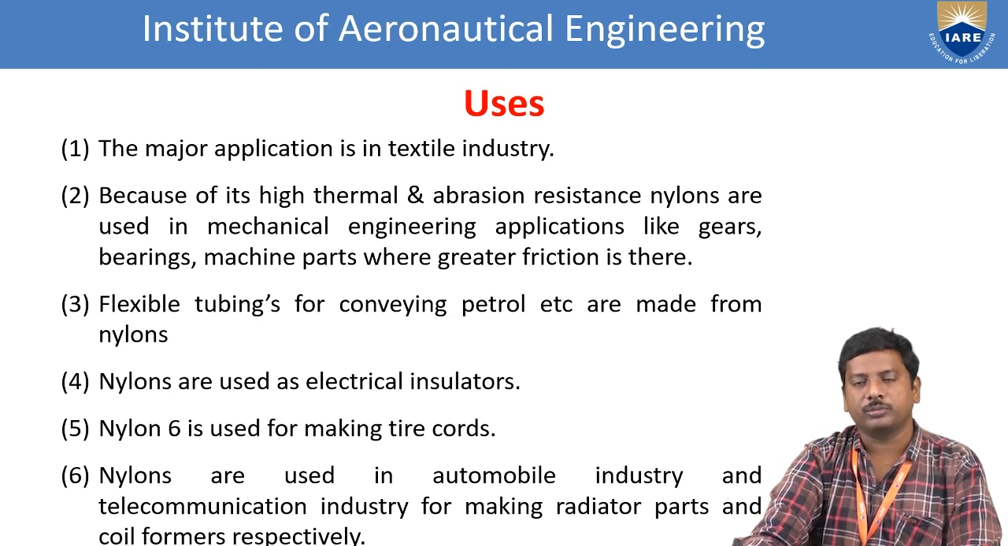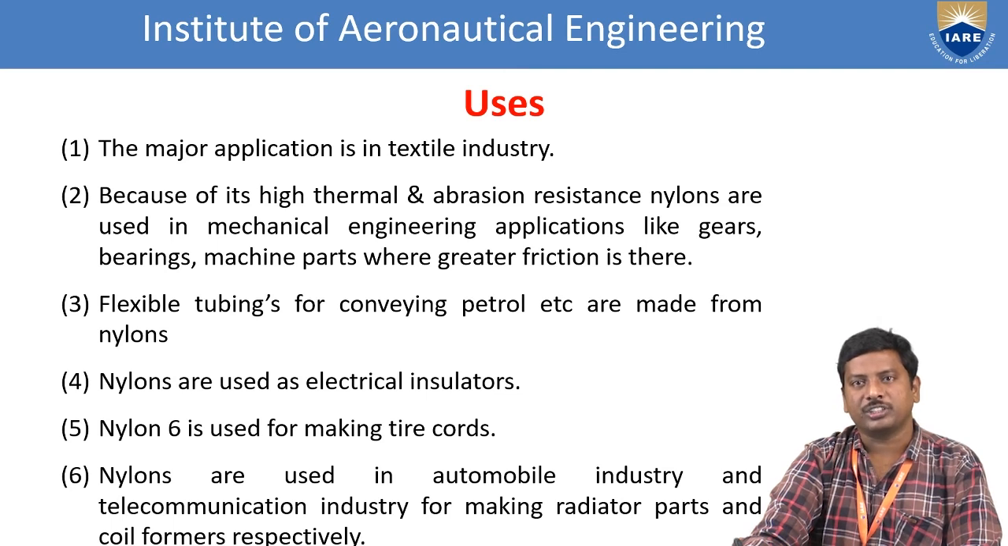Flexible tubings for conveying petrol, etc. are made from nylons. Nylons are used as electrical insulators because of this property. Nylon 6 is used for making tire cords, and nylons are used in the automobile industry and telecommunication industry for making radiator parts and coil forms respectively. So this is about the uses of nylon 6,6.